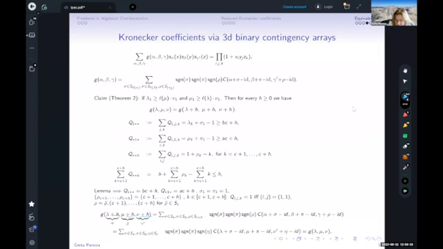Basically, this is in some sense how we guessed the formula, because we had to use this from the 3D binary contingency arrays. Once you realize what kind of restrictions force these configurations, then you can write the identities. So I can show you how the other two proofs look very briefly.